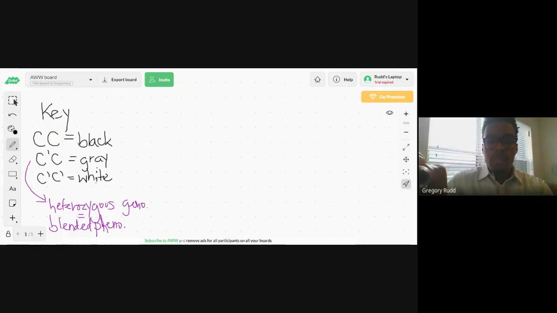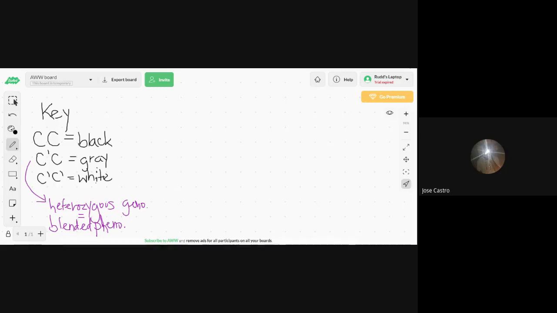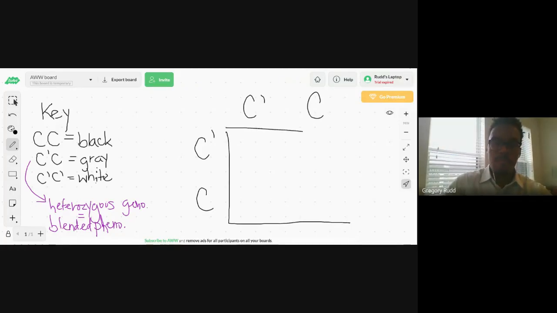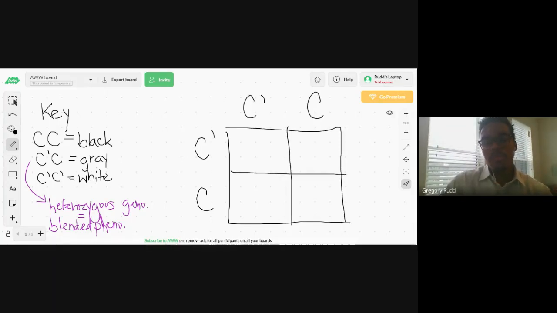So it says that we've got two gray cats that are mating. So which of these genotypes should I be putting on the outside of my Punnett square? C prime C. Good, C prime C, because they are both gray. And now I do my cross.